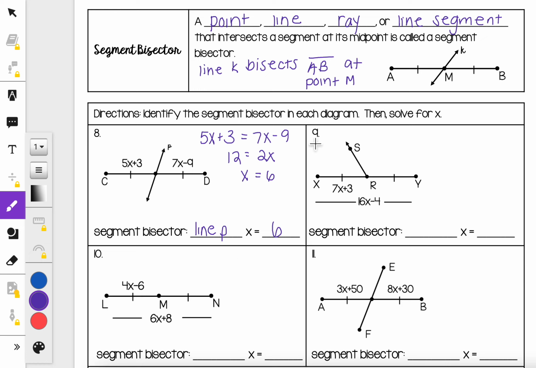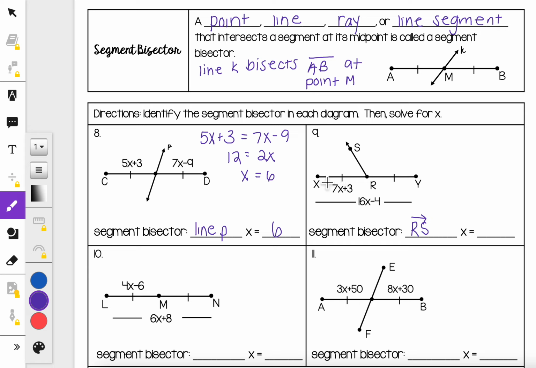For number 9, if we look at this, the segment bisector is a ray. This is some good practice in reviewing how to name line segments, lines, and rays. In order to name this, we have to start with that endpoint, and then name the point where it's going to go forever in that direction. So my endpoint is R, and this ray extends forever in the direction of point S. So ray RS is our segment bisector.